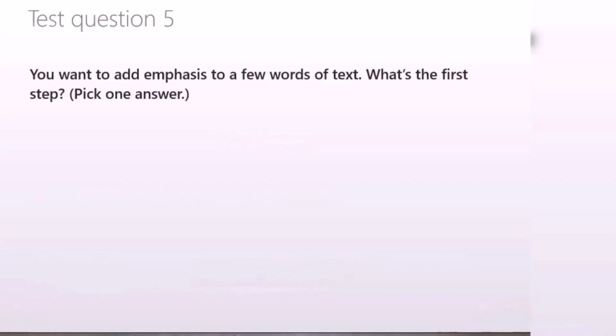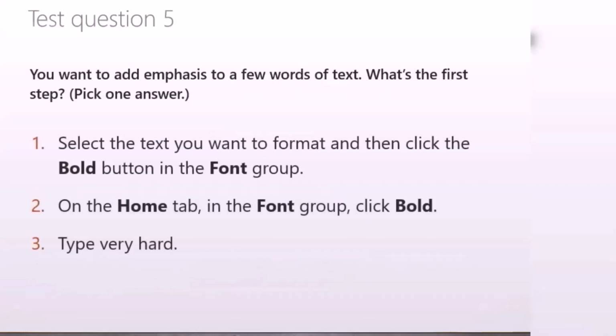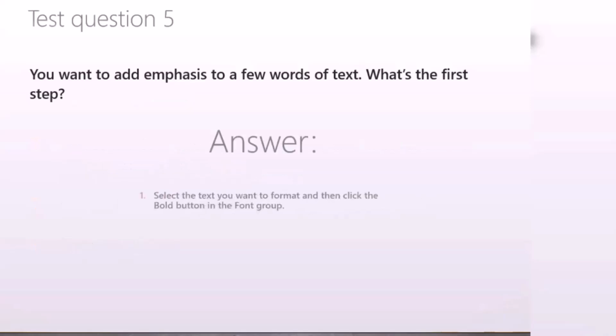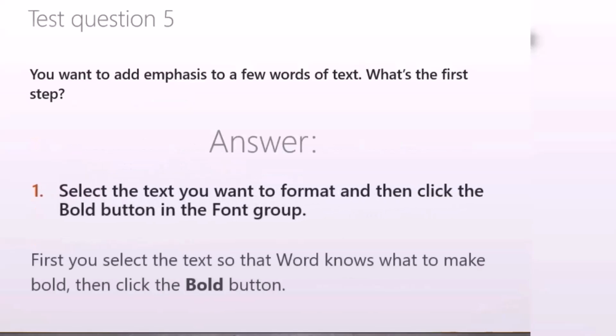You want to add emphasis to a few words of text. What's the first step? Pick one answer. 1. Select the text you want to format and then click the bold button in the font group. 2. On the Home tab, in the font group, click Bold. 3. Type very hard. Answer 1. Select the text you want to format and then click the bold button in the font group. First you select the text so that Word knows what to make bold, then click the bold button.